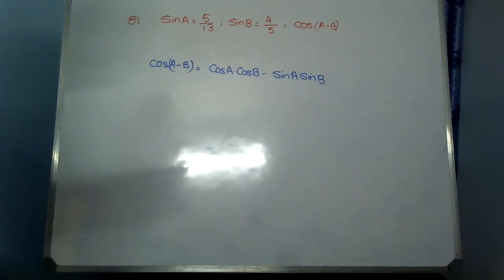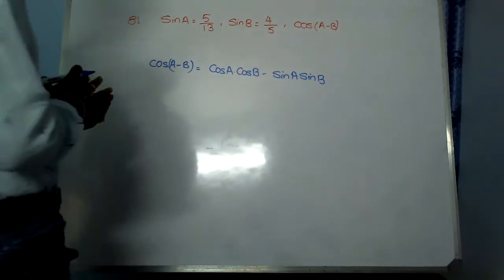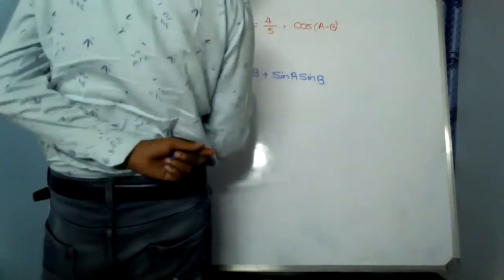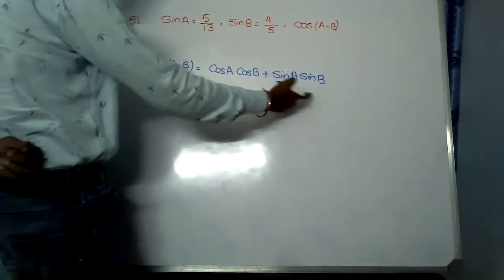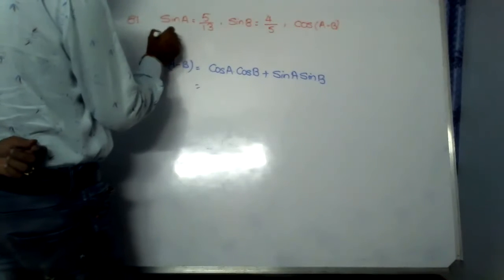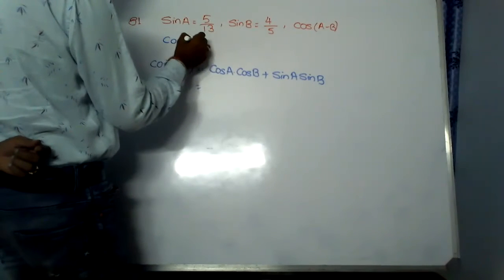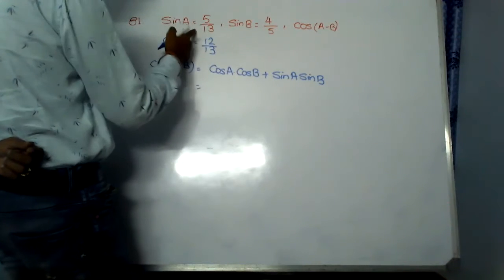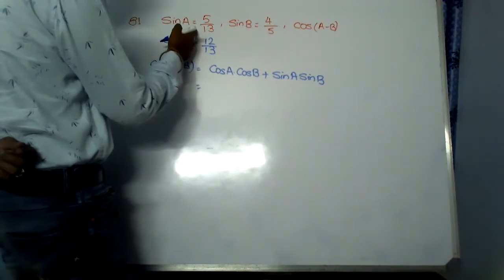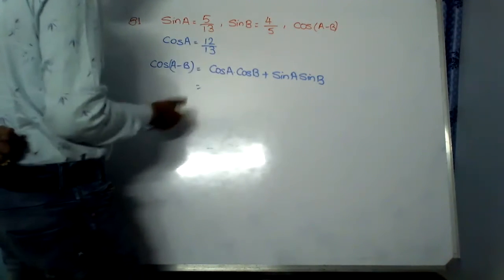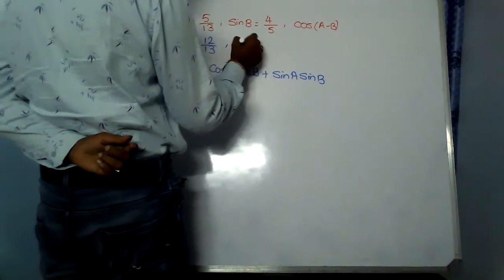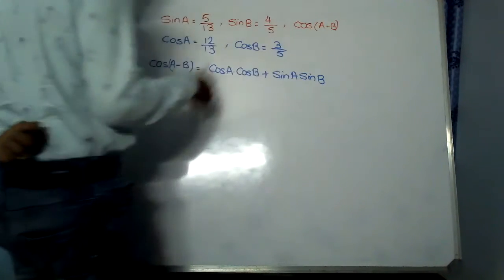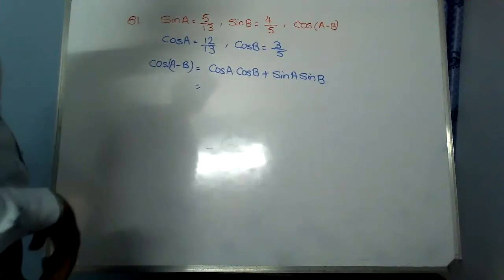So it is cos A into cos B. It's minus here, so for cos it will be plus. So plus sin A into sin B. Okay, I already have the sin A and sin B values. Cos A and cos B I can find out from here. So from here, if you try to find out cos A, you will get 12 by 13. How? Because this is opposite by hypotenuse. With the help of that, you can find the adjacent. Adjacent by hypotenuse will be this. Same way, if you try to find out cos B here, it will give you 3 by 5. Same, opposite by hypotenuse is given, find the adjacent and get the value.